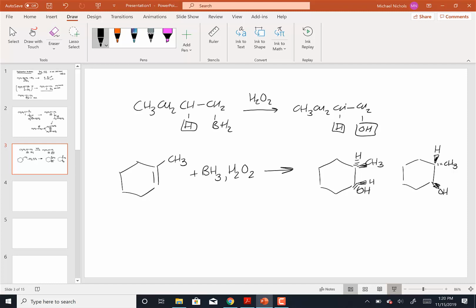Which shouldn't be all that exciting, because what's the relationship between those two molecules? Enantiomers, diastereomers, same meso compound? What's the relationship between those two molecules? Guess again. The enantiomers.